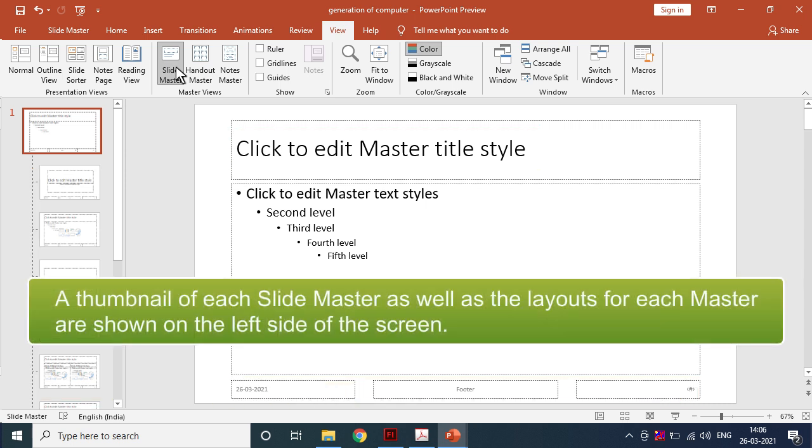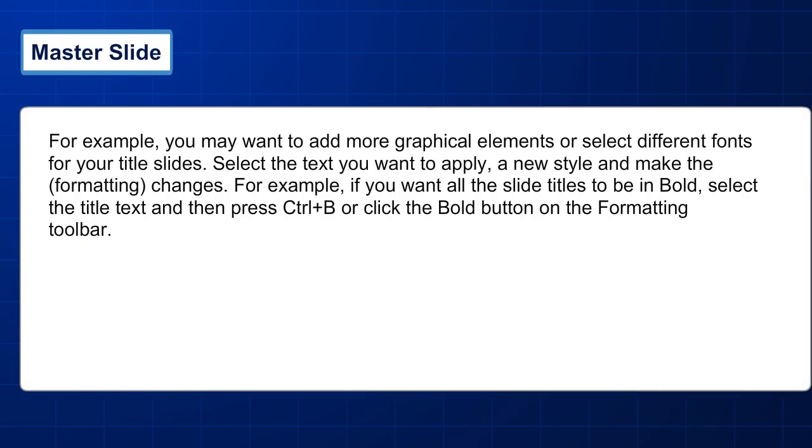Tip: a thumbnail of each Slide Master as well as the layouts for each master are shown on the left side of the screen. For example, you may want to add more graphical elements or select different fonts for your title slides. Select the text you want to apply a new style and make the formatting changes.